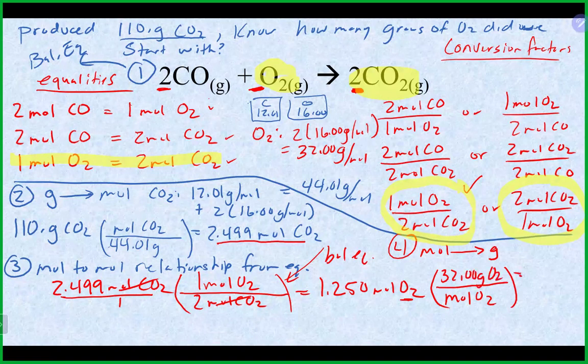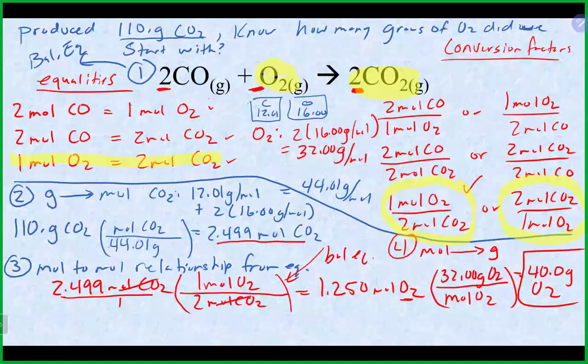And we'll take that and times it by 32, and we'll end up with, we'll call it 40, as in the rounding there, 40.0 grams of O2 in this case. Sig figs based off of the original number of 110, which has 3 significant figures.